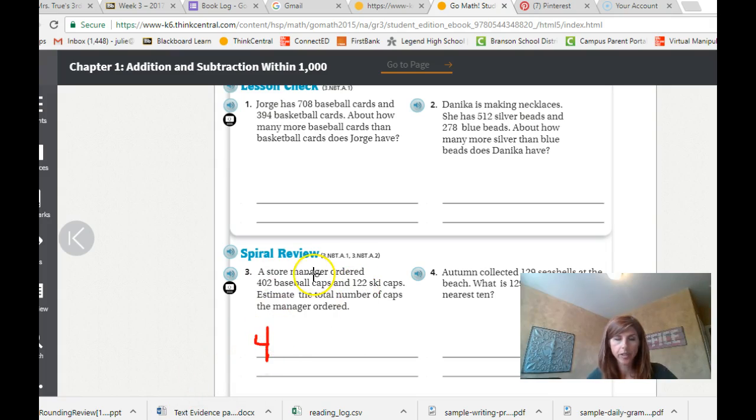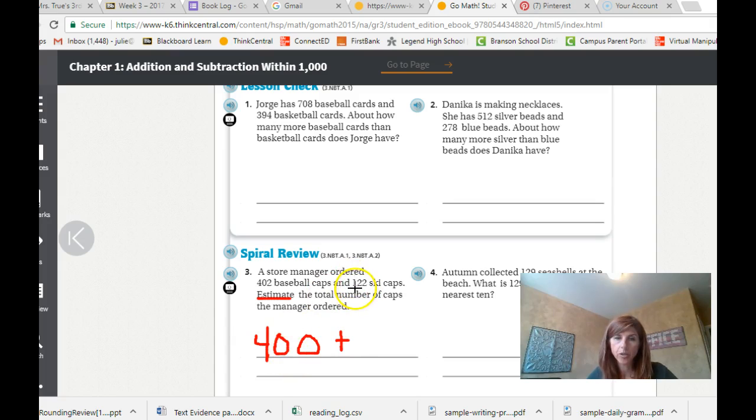402, and we're estimating, so we have to round those numbers before we add. So here we're going to round 402. The 0 tells the 4 to stay the same, and the rest of the numbers turn to 0. So our number 402 is closer to 400.